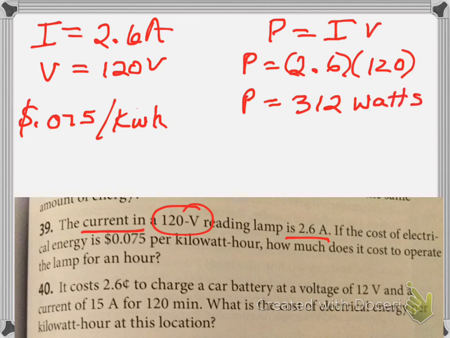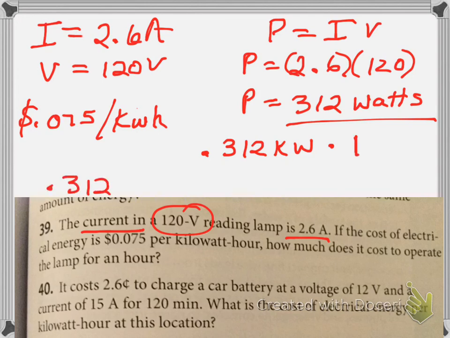And if I want to know kilowatt hours, because that's how we measure electricity, I would need to convert this to kilowatts. 312 watts is the same thing as 0.312 kilowatts. Then I multiply that times the number of hours the unit is turned on, which is 1 hour. So I have 0.312 kilowatt hours of electricity being used. That's how much the meter would turn. Then you multiply times the price per kilowatt hour, 0.075, which is a very low cost for electricity.